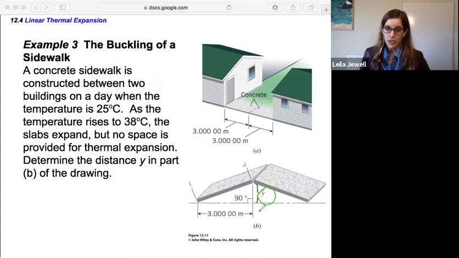We have the original length of the slab is this 3.0000 meters. Notice how many significant figures there are. This isn't going to be a huge change in length, so we need that extra precision. This is our L0. That's the original length. And it's the same for both of them. We want to know how much this changes as we increase the temperature from 25 to 38 degrees Celsius. And notice we don't actually care what the absolute temperatures are, just the difference between them. So the difference between them is going to be 13 Celsius degrees.